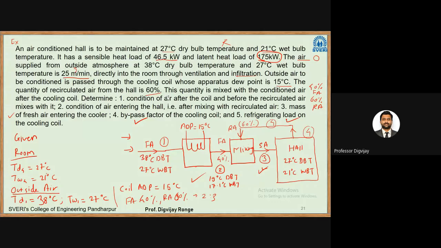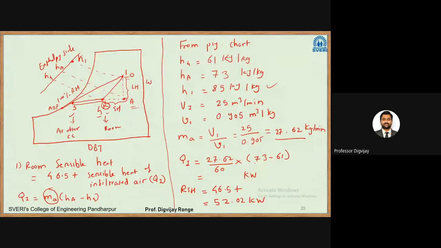Okay, I'll repeat the example so that you will understand what is happening here. As you can see, there is a schematic diagram. We have fresh air which first passes through the cooling coil, then it mixes with the return air, and then it is passed to the hall. There is a supply air. One by one, we have to find out its stages. First is 1, that is given. 2, we have to find out. 3, we have to find out. For that, I have drawn a simple psychrometric diagram here. This is the way the cooling is taking place.